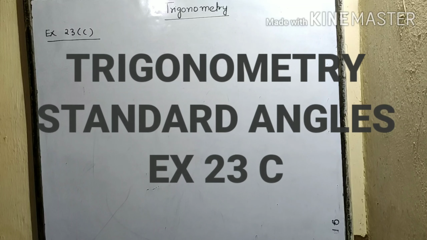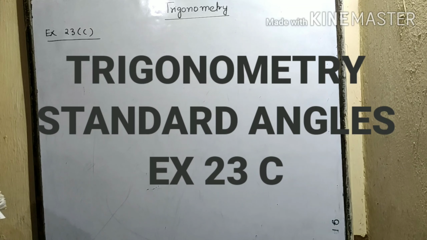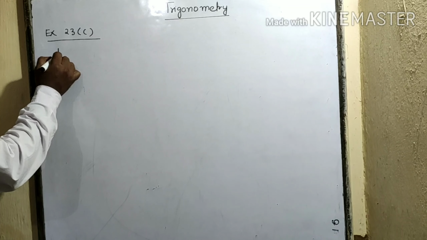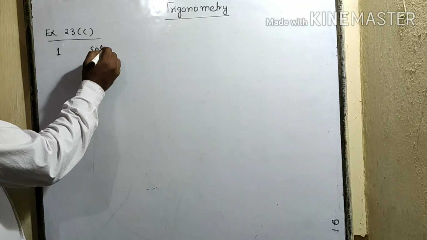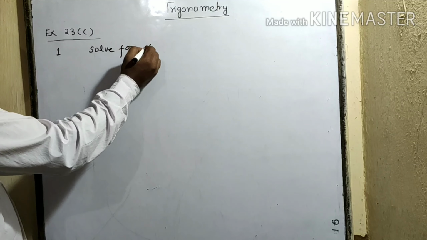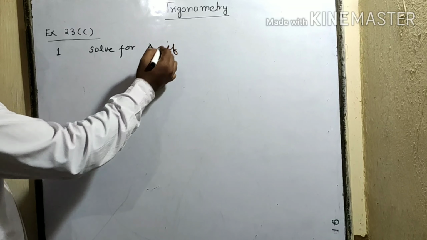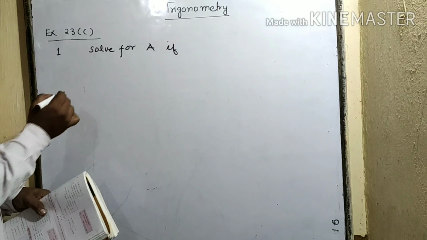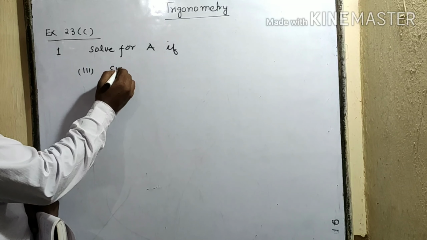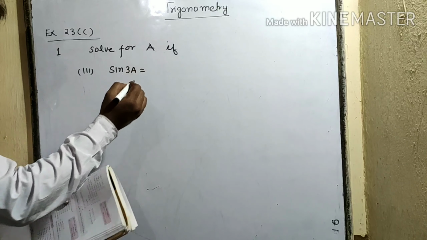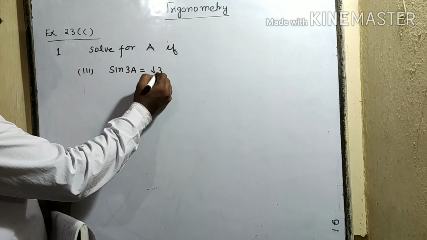Now we are in exercise 23C. We'll see question number 1, where it is written: solve, find A. Solve for A. One of the questions I am solving, third number, it is given sin 3A is equal to root 3 by 2.